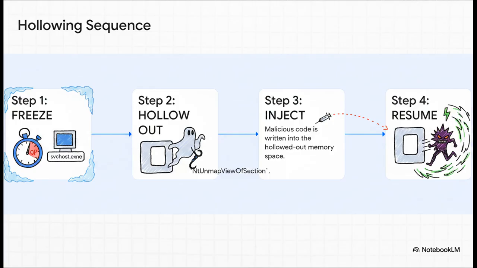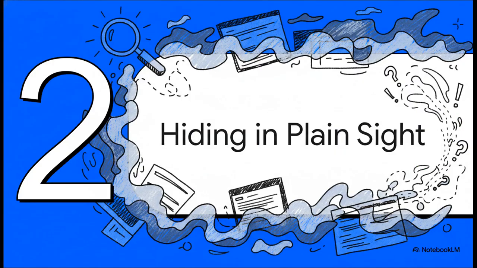All right, this whole heist goes down in 4 main steps. First, the malware starts a trusted program, something common like svchost.exe, but it immediately freezes it. Then, step 2, it hollows it out. It uses a special system function to just carve out all the legitimate code. Third, it injects its own malicious code, we call that the payload, right into that empty space. And finally, it unfreezes the process. It just wakes up, looks completely normal, but now it's a puppet for the attacker. So the attack is done.